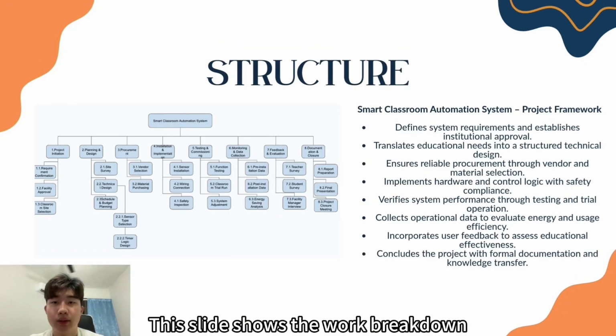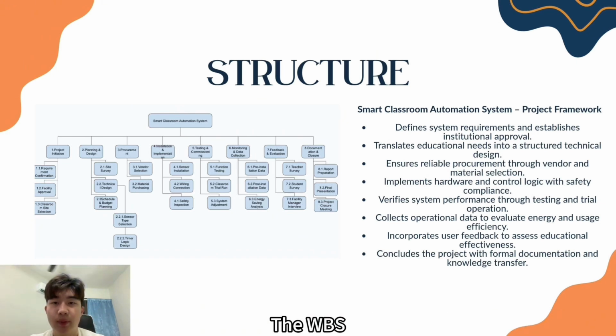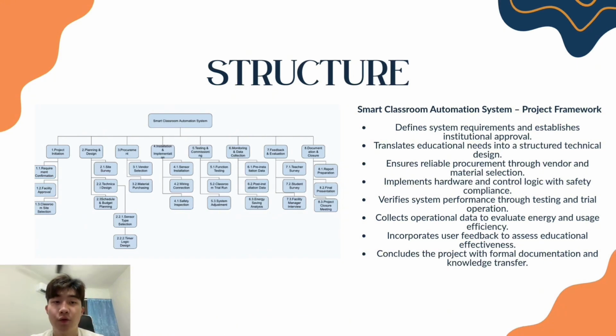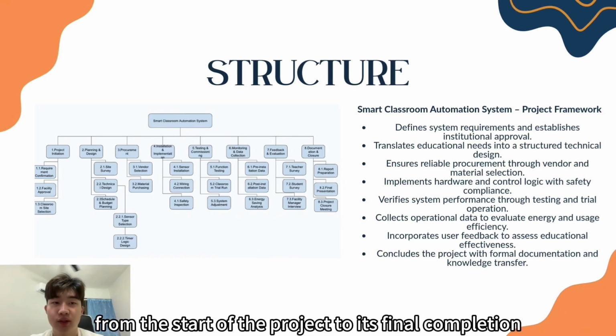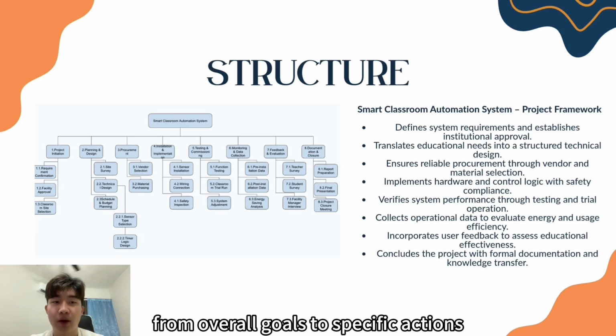Hello everyone, this slide shows the work breakdown structure of the Smart Classroom Automation System. The WBS breaks the project into clear and manageable stages from the start of the project to its final completion. Each level shows more detailed tasks, moving step by step from overall goals to specific actions.